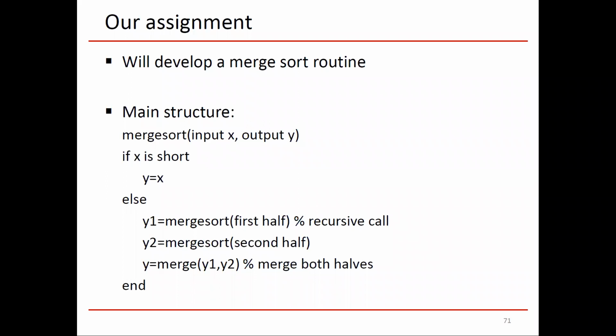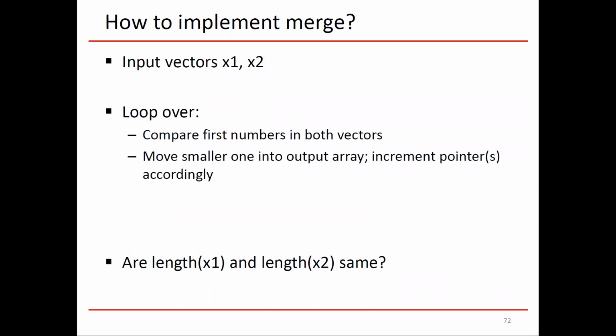Else, meaning X is not short, we look at the first half, Y1. We look at the second half, Y2. In the first half, we perform a recursive call to perform merge sort on the first half of the data. And Y2 will be similarly a recursive call to perform merge sort on the second half of the data. And finally, we're going to call the merge routine to merge the two halves in Y1 and Y2. So again, pseudocode, this is not real code. But how do we implement the merge?